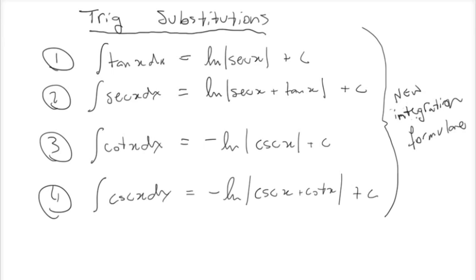So here they are. The integral of tangent x is going to be the natural log of the absolute value of secant x plus c. The integral of secant x is going to be the natural log of secant x plus tangent x plus c. And then we've got kind of the same rule for numbers 3 and 4, when we have the co-, we add a negative. And all the other trig functions have the co- on them too, and otherwise, in terms of the broad framework of the formula, they're the same as 1 and 2.